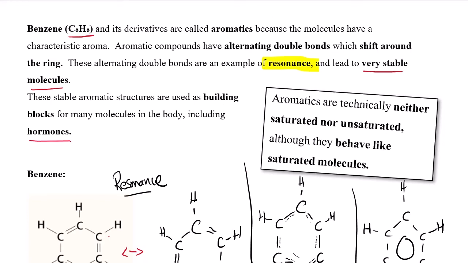Now, here's a little bit of a note about aromatic compounds. They aren't technically saturated or unsaturated, so they don't fit into either category. So if we gave you a list of molecules on a test question and said, pick out the ones that are saturated, you wouldn't pick an aromatic like benzene. If we said, pick the ones that are unsaturated, you wouldn't pick benzene on the list either.